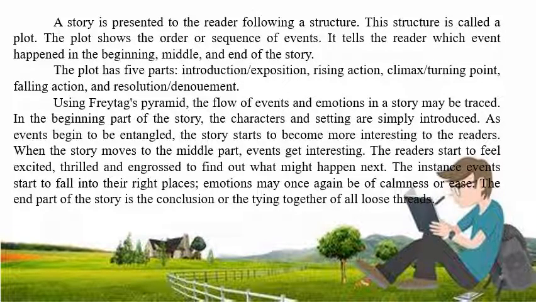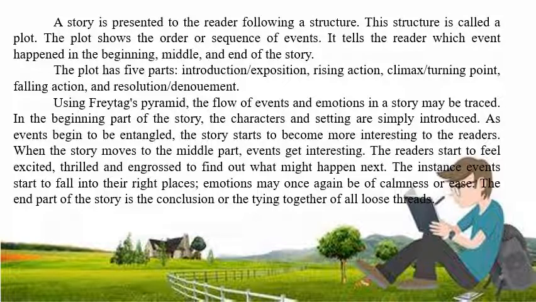A story is presented to the reader following a structure. This structure is called a plot. The plot shows the order or sequence of events. It tells the reader which event happens in the beginning, middle, or end of the story. The plot has 5 parts: the introduction or the exposition, the rising action, climax or the turning point, falling action, and resolution or the denouement. Using a freytag's pyramid, the flow of events and emotions in a story may be traced.